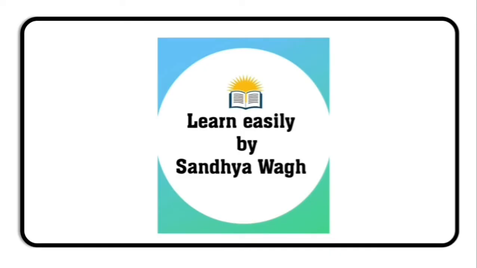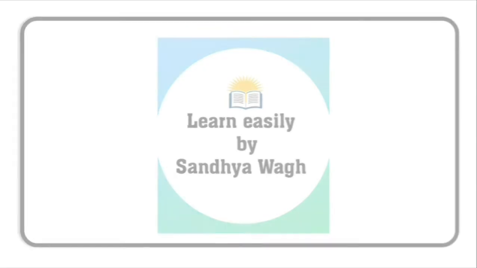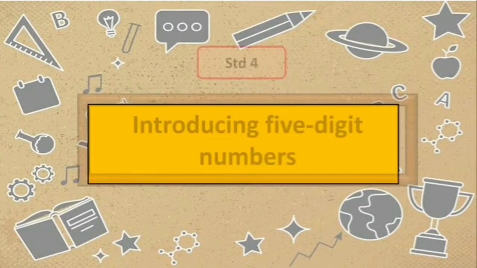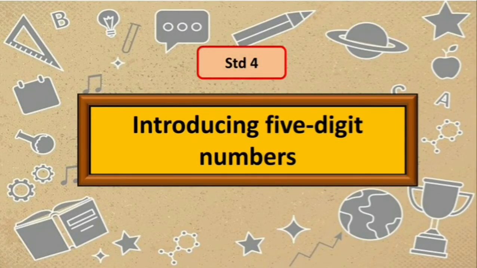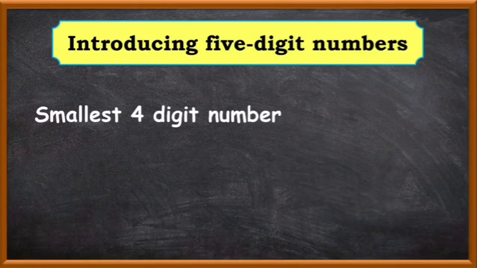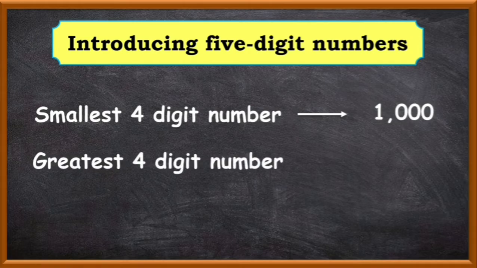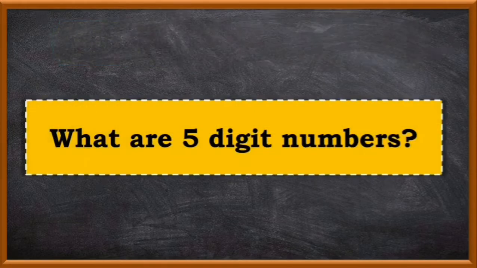Hello dear students. Today we are going to learn math subject and the topic is introducing 5-digit numbers. The smallest 4-digit number is 1000 and the greatest 4-digit number is 9999. Let us begin our lesson today by understanding what are 5-digit numbers.